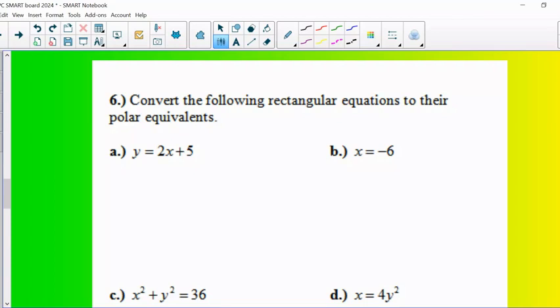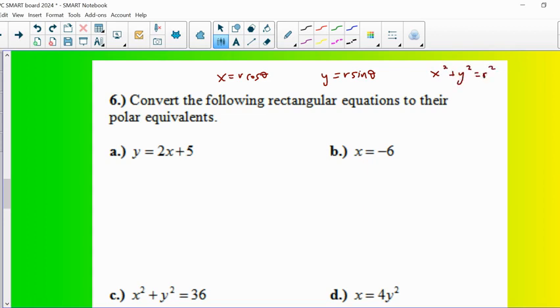Not just points, but entire equations. And some of our most useful translations or conversions is that every x we know should equal r cosine theta, and every y should be r sine theta. So that's going to be helpful. And then obviously we also remember x squared plus y squared equals r squared.